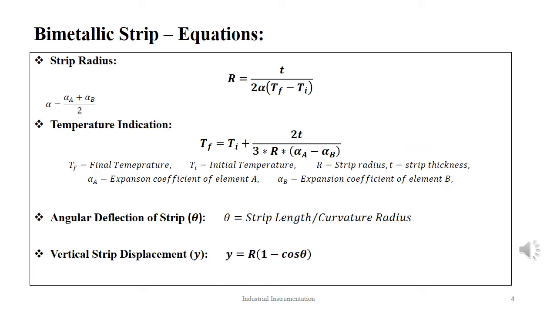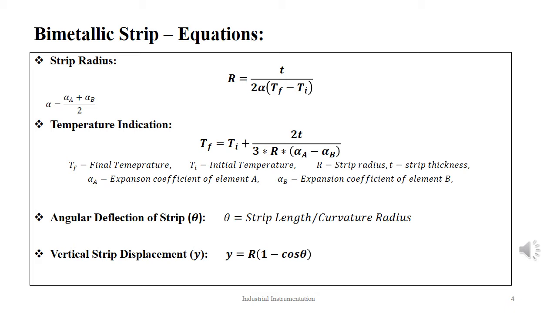The strip radius is calculated by the following equation, alpha being the mean of the expansion coefficients of the two metals or alloys, R equal to t by 2 alpha into (Tf minus Ti). Similarly, the temperature is indicated by using the below formula where Tf and Ti are the final and initial temperatures respectively. Tf equal to Ti plus 2t by 3R into (alpha A minus alpha B).